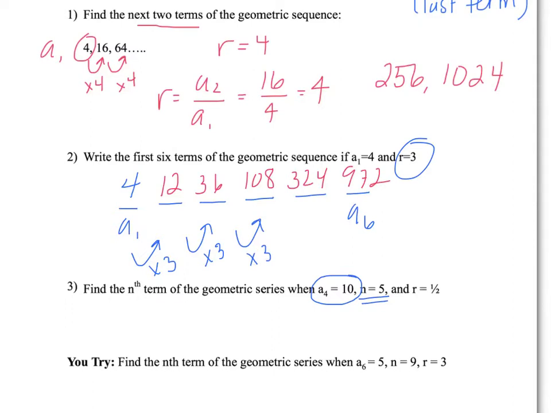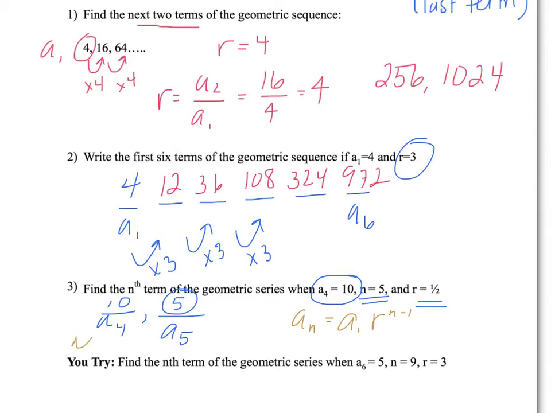So if a sub 4 is 10, and I know r is 1/2, then I'm going to have a sub 5. If r is 1/2, then all I need to do to get from the 4th term to the 5th term is multiply 10 by 1/2, which gives me 5. If I wanted to use the formula, all I would say here is I have a sub n equals a sub 1 times r to the n minus 1. So I can easily just use my formula here as well.